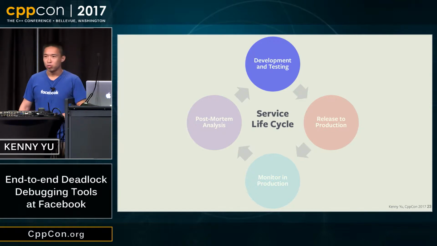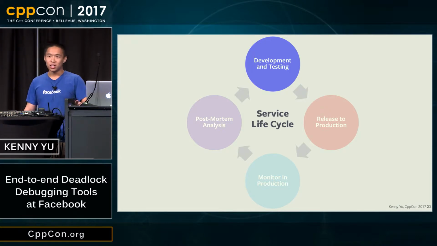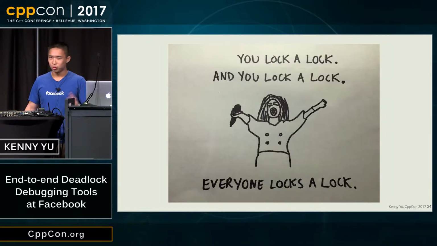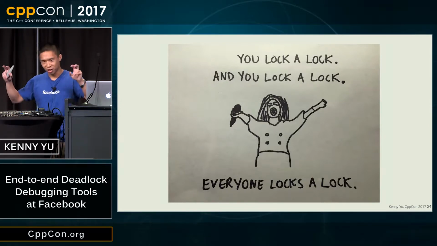First, I'll tackle the problem: how can we prevent deadlocks during development and testing? If we can prevent deadlocks here, then we're done. This is the best possible place. There's no impact to production. First, an observation. Most of the deadlocks I have observed in production are typically caused by overlocking.